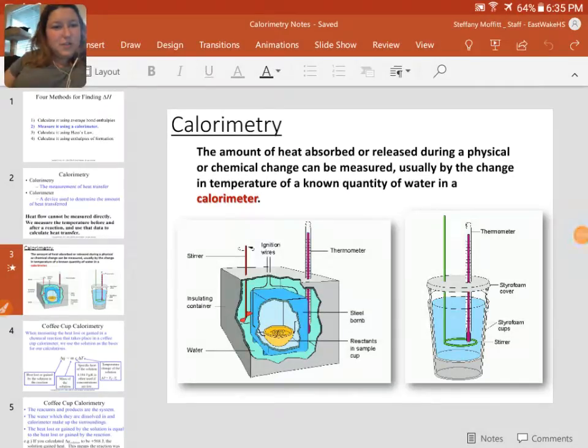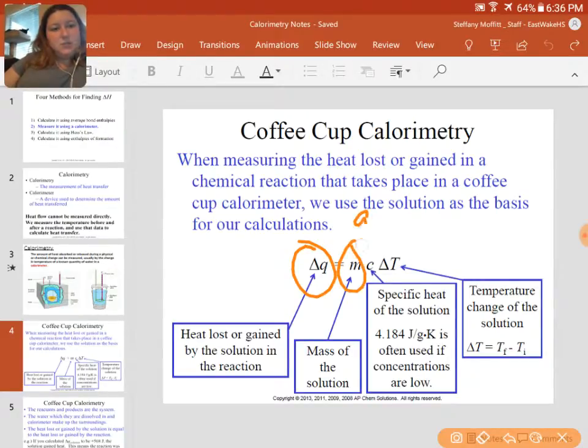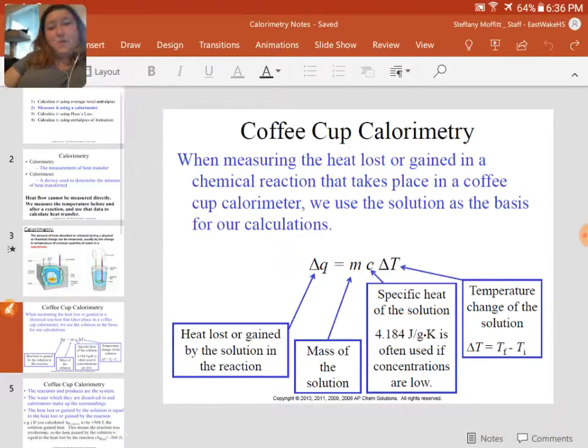All right. So moving on. In coffee cup calorimetry, which is what we do, we're measuring the heat lost or gained using the temperature change. We use this equation where we have delta Q, or just Q, the heat lost or gained by the solution in the reaction, equals the mass, which is in grams, times C, which is the specific heat, which we will use this number very frequently, especially if our concentrations are low. And then delta T is your T final minus T initial. That can be in degrees Celsius or Kelvin, it doesn't matter, it's the same number.